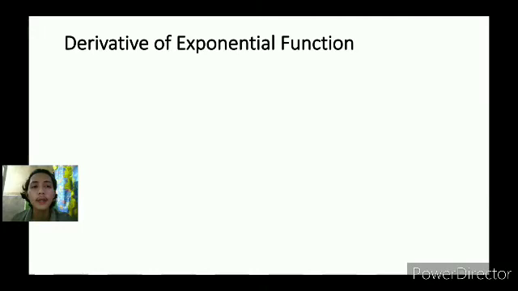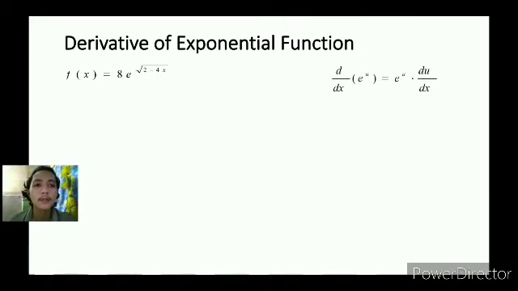So for this topic, we got this problem: f of x is equal to 8 e to the power of square root of 2 minus 4x. For this problem, we're gonna use this differentiation rule. The derivative of e to the power of u is equal to e to the power of u times the derivative of u with respect to x.